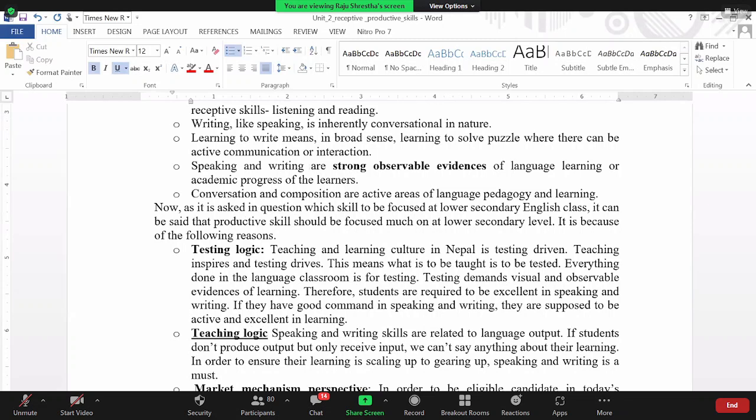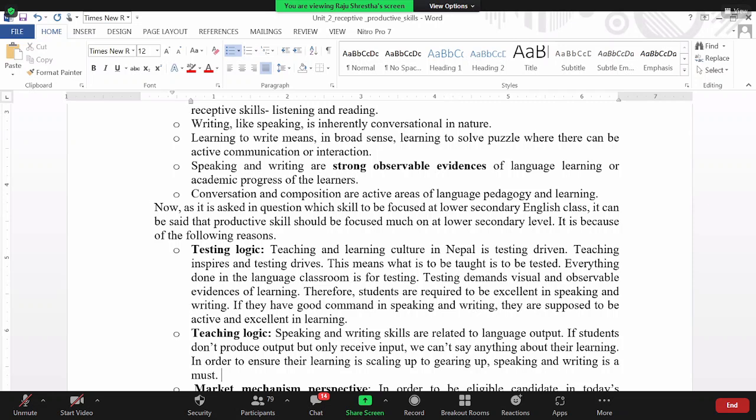टेस्टिङ लजिकले त्यो भने, टिचिङ लजिकले के भन्छ? सो, speaking and writing skills are related to language output. If students don't produce output but only receive input, we cannot say anything about their learning. के भन्न सकिदैन. In order to ensure their learning is scaling up, gearing up, हैन, बढ्दै गएको छ, फराकिलो हुँदै गएको छ, तिनीहरुको सिकाइ भन्नको लागि पनि स्पिकिङ एन्ड राइटिङ इज अ मस्ट, हुनै पर्छ.